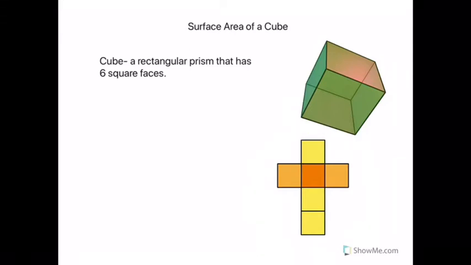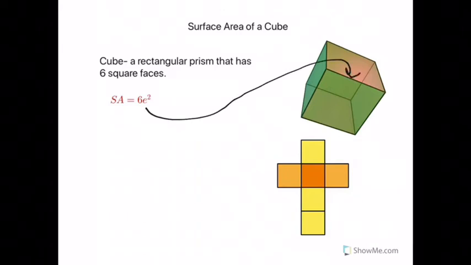So here we have the formula for surface area. Surface area, what this SA stands for, of a cube equals 6 times E squared. And this E simply means the edge, and all of the edges of the cube are going to be the same. So we just need to know the length of one edge, and that's what goes in for E into our formula. So let's try an example.